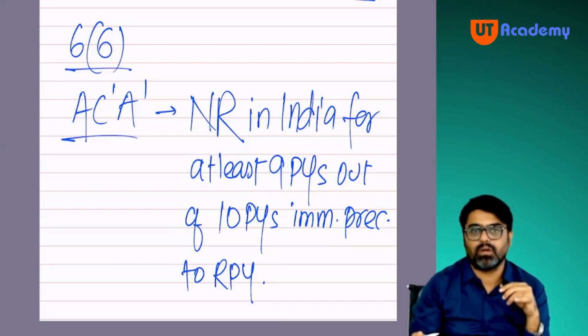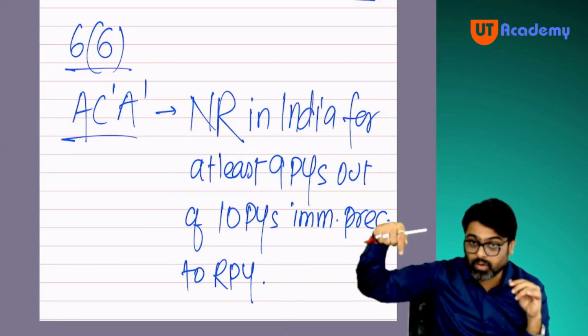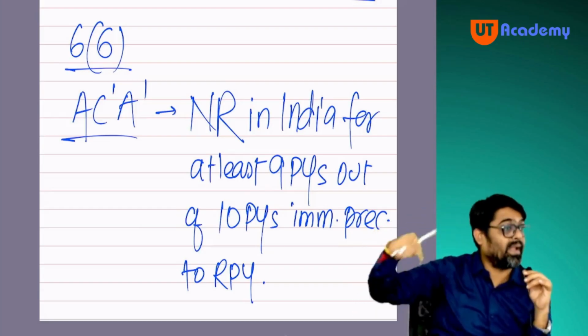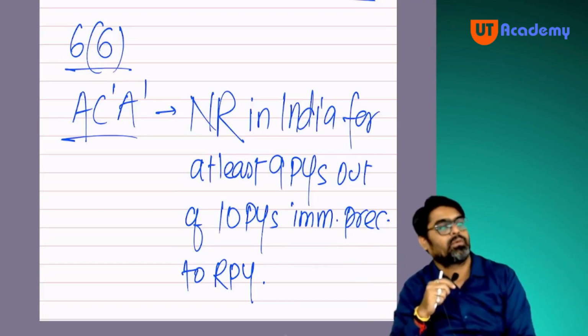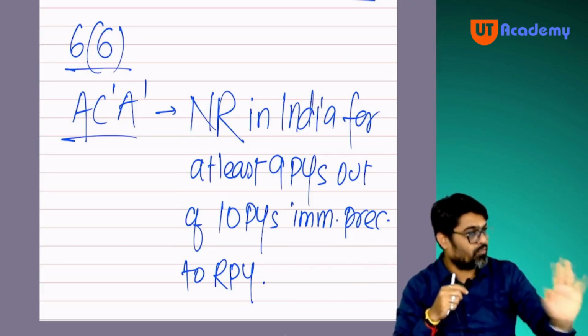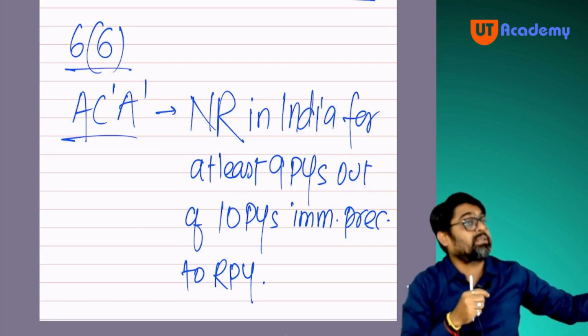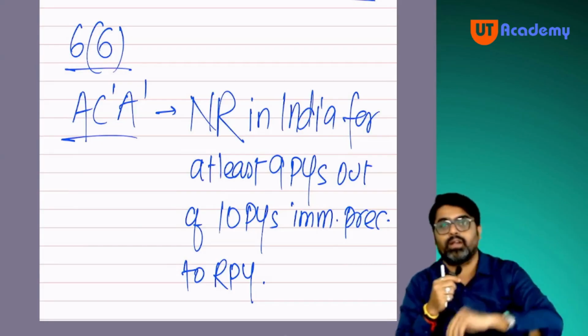25, 26? No. You have to take 10 previous years immediately preceding 25, 26. Take 10 previous years. You should be non-resident in all the 10 previous years. If not, then in at least 9 previous years, you should be a non-resident.